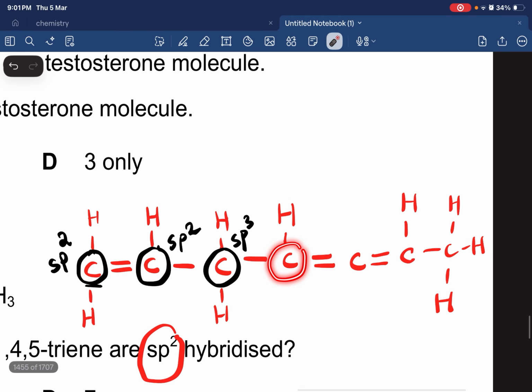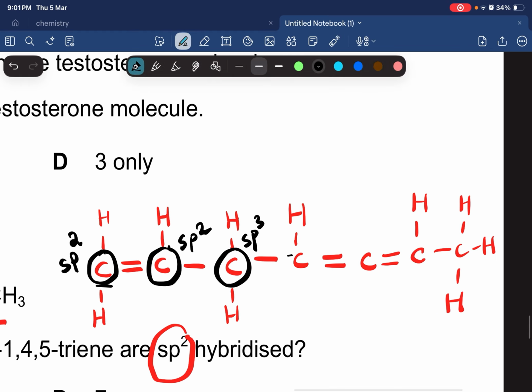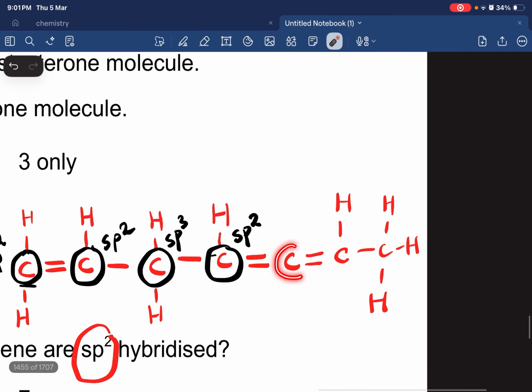Now coming on to this carbon, it's making two single bonds, two sigma bonds, and one double bond. This one's a pi bond and this one's a sigma bond. So again, trigonal planar geometry, and this is going to be sp2 hybridized. Now this carbon atom is making two double bonds. So this is not going to be sp2, this is going to be sp hybridized.